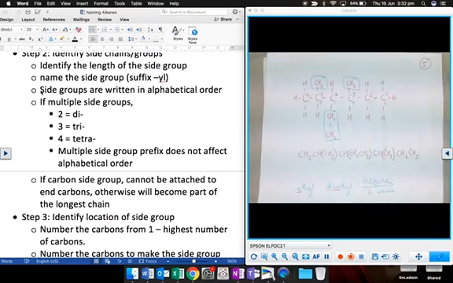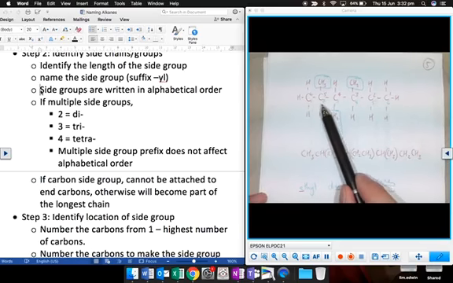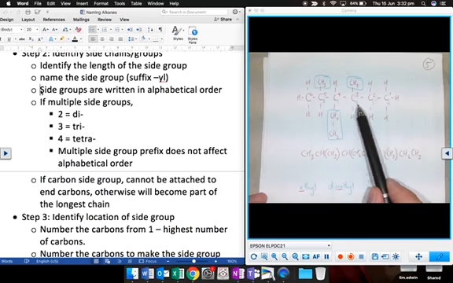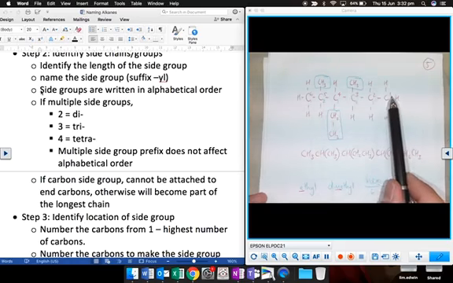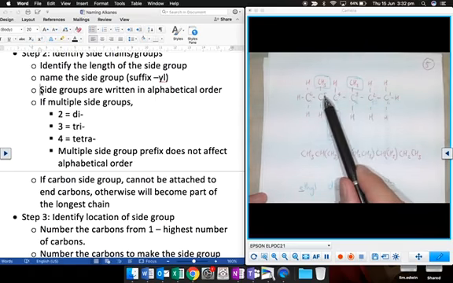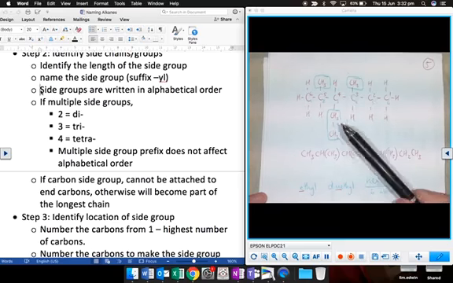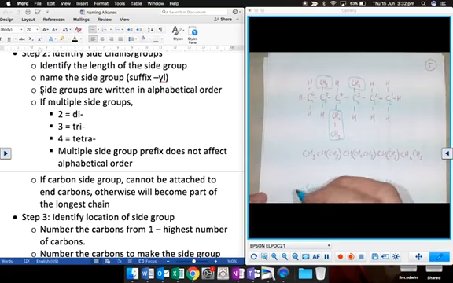Okay? If we number it using the blue system, we have 2, 3, and 4. If we number it using the red system, it's 3, 4, and 5. So 2, 3, and 4 is lower than 3, 4, and 5, so we're going to use the blue system to number it. So we need to say where is this ethyl. So this ethyl is on number 3. Remember, it dashes between letters and numbers.